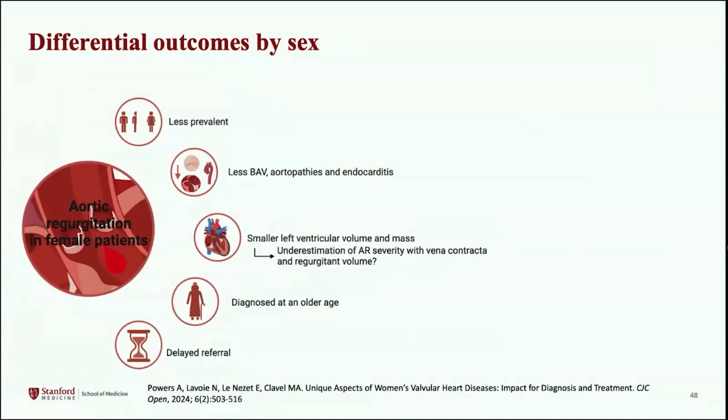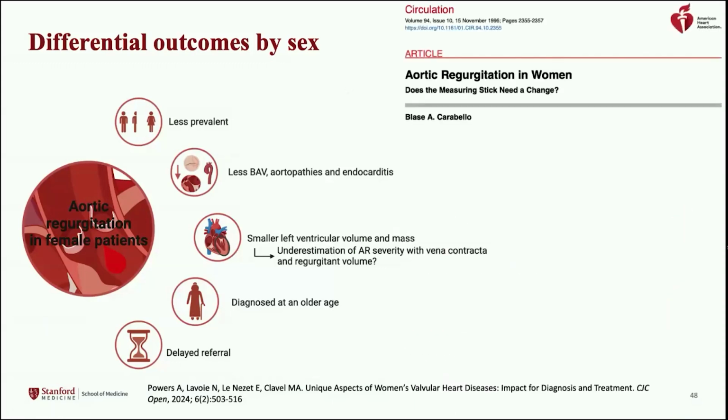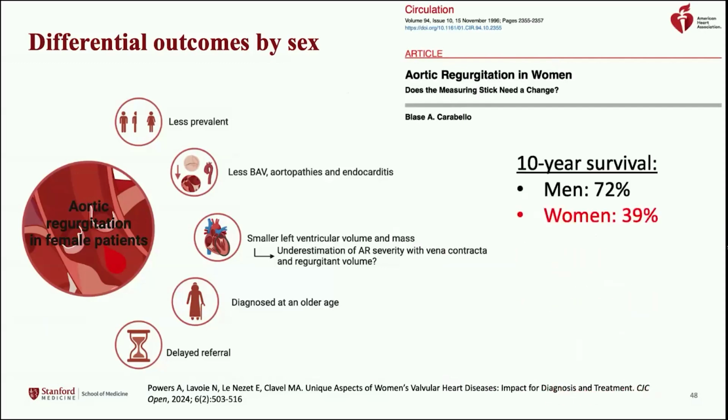Females have smaller volumes and smaller LV mass, but earlier symptoms compared to males, and are diagnosed often at a later age, at a later disease state as well in terms of symptoms, and then are referred later for surgical intervention. And the sad thing is we've known this for 30 years. So this is 1996, I believe. The 10-year survival for men was 72%, and for women, 39%. So where have we come in 30 years in terms of understanding this? Well, unfortunately, not that far.